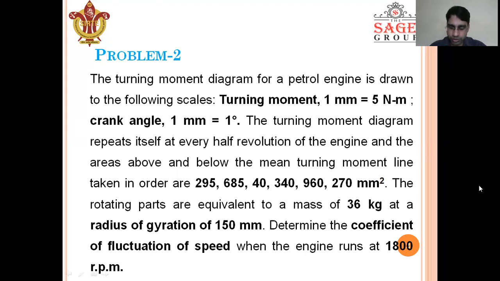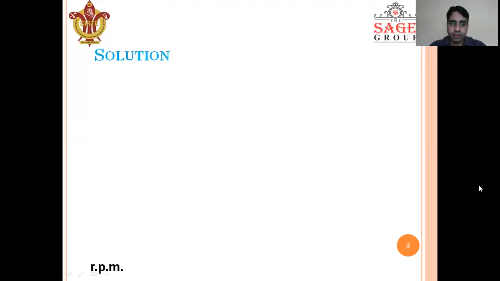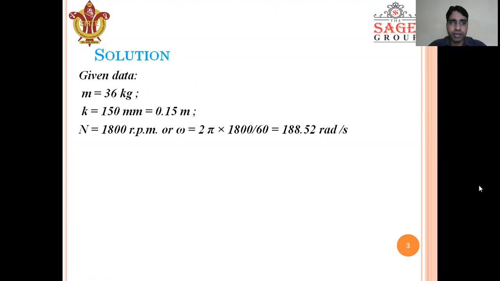So we will start the solution from the given data. M equals 36 kg, radius of gyration 150 mm, that means 0.15 meter, and speed N equals 1800 rpm, so that we can calculate omega, 2 pi N upon 60, which equals 188.52 radian per second.